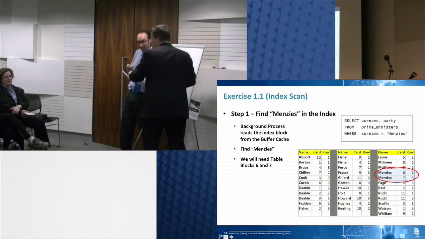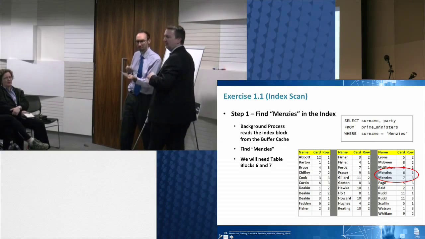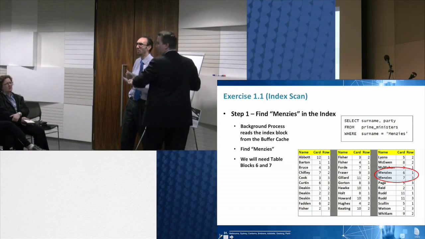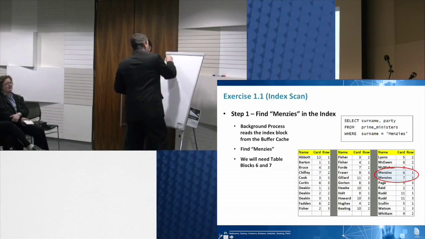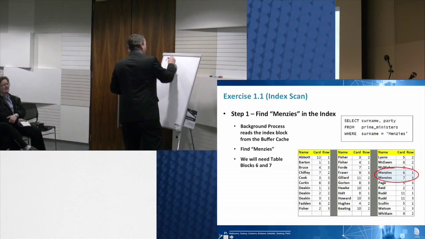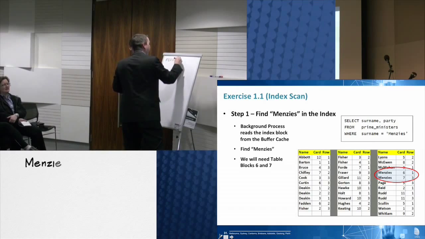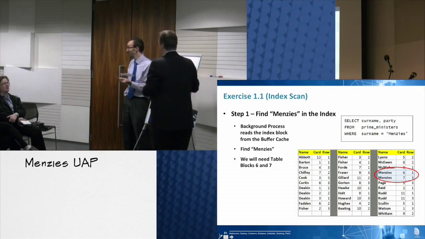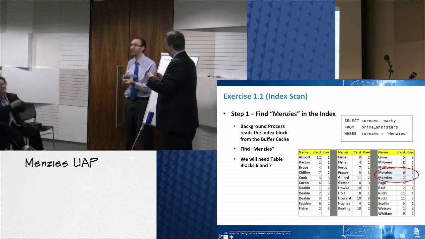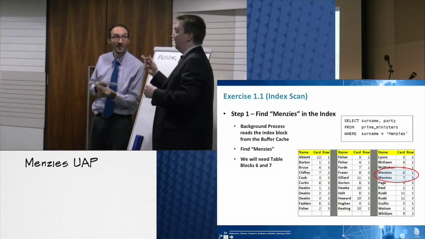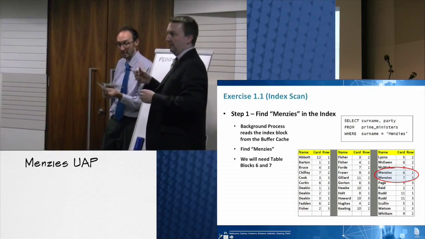I'm selecting surname and party. So Menzies is the surname, UAP is the party. Anyone know UAP? United Australia. Okay. So I'm the user background process, so I'm going Menzies UAP. I've found that. Now I also know, because I looked at the index, that there's more to come.